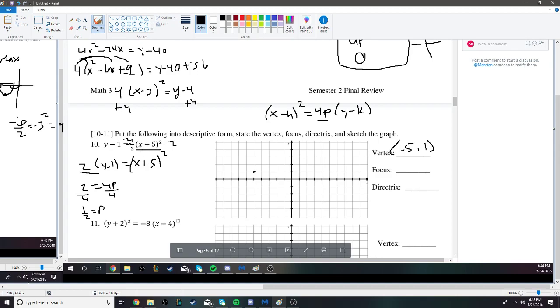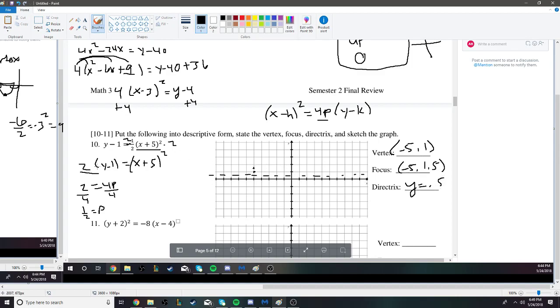So this function opens up because it's a positive x. So this is going to go up 1/2. And then it is going to go down 1/2 for the directrix. So the directrix is a dotted line going through the half like this. So the focus is at negative 5, comma 1.5. The directrix is at y equals positive 0.5.